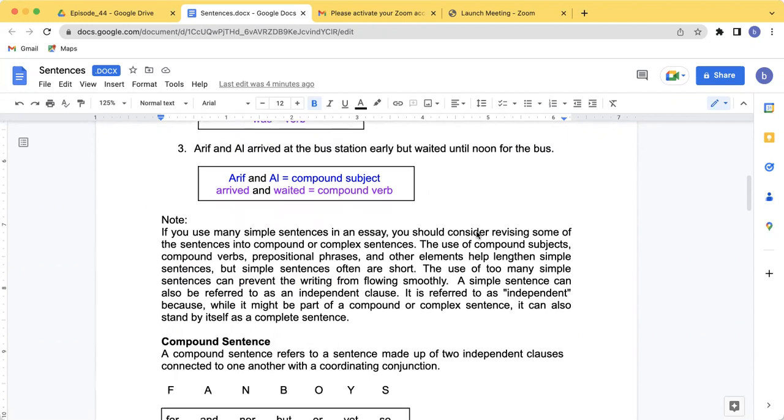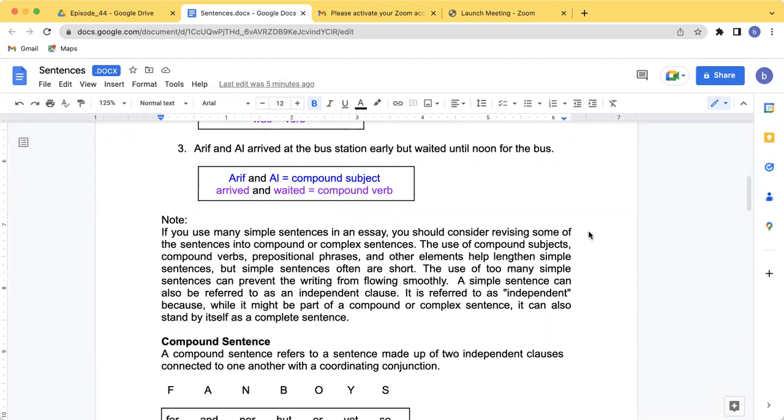Note: if you use many simple sentences in an essay, you should consider revising some of the sentences into compound or complex sentences. The use of compound subjects, compound verbs, prepositional phrases, and other elements help lengthen simple sentences, but simple sentences often are short. The use of too many simple sentences can prevent the writing from flowing smoothly.